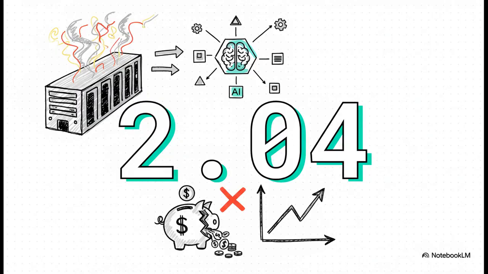So a research team took a look at a data center, and they found its PUE was 2.04. And as we just talked about, that is firmly in the average, or let's be real, the inefficient category. That is a lot of wasted energy and money.